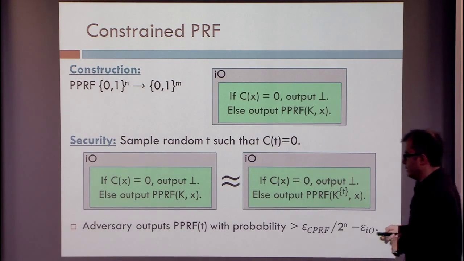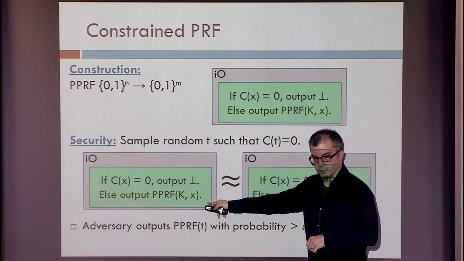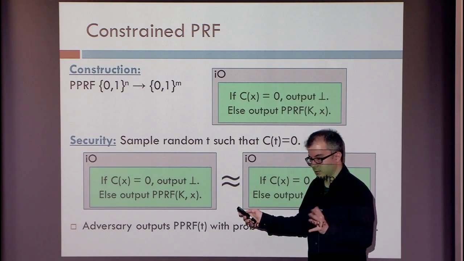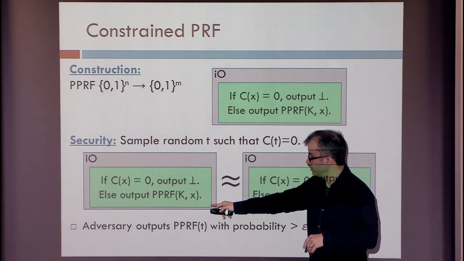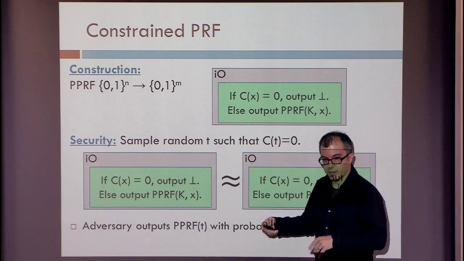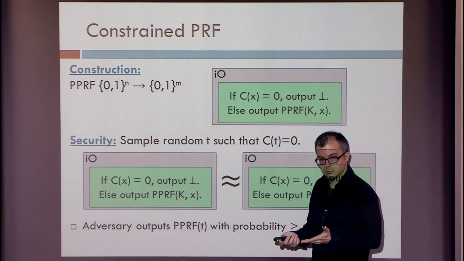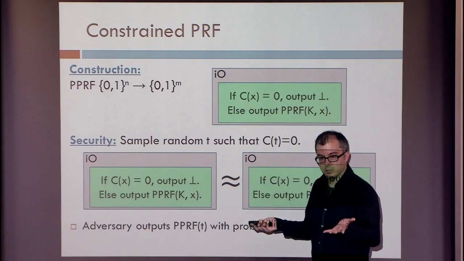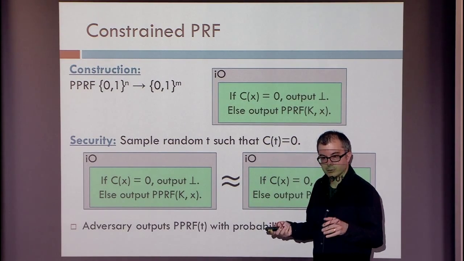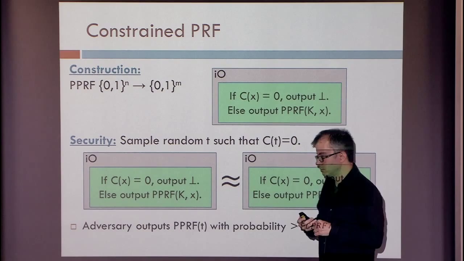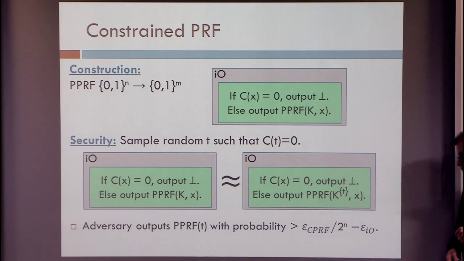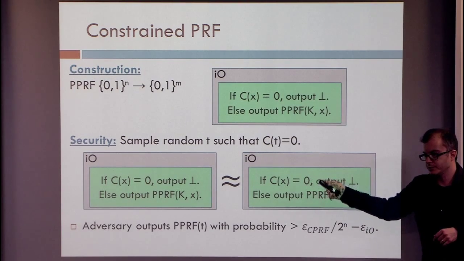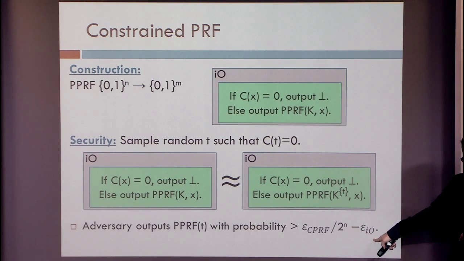So if I look over here, there's nothing about T over here. The adversary is going to pick some value to forge on. There's nothing about T here. So with probability 1 over 2 to the n, it's going to pick the actual T that we care about. So I divide by 2 to the n, and these two things are indistinguishable up to this epsilon IO factor.